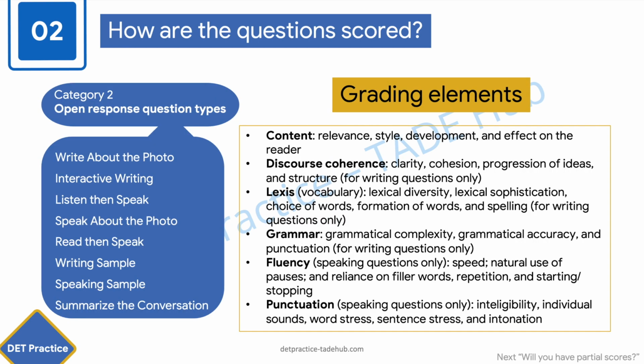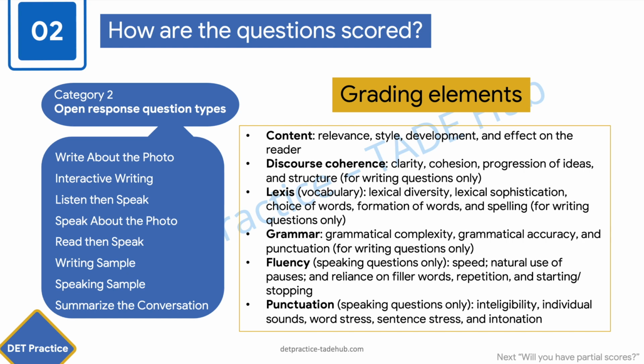In contrast, in category 2, open response question types, there are 6 main grading aspects that they use to evaluate your answers for all item types in the open response question types. Content. This one evaluates how relevant your answer is to the question asked, and then the style and your development skill.